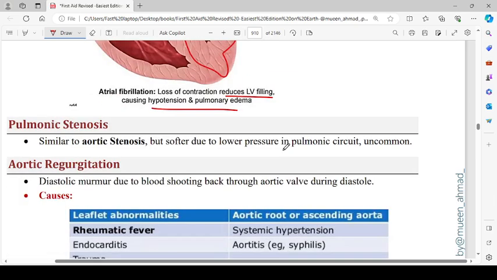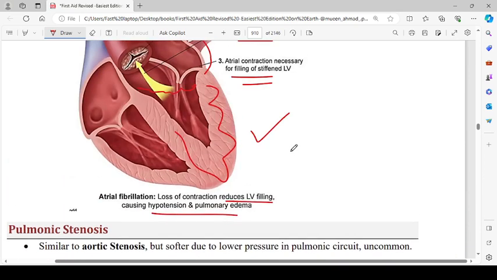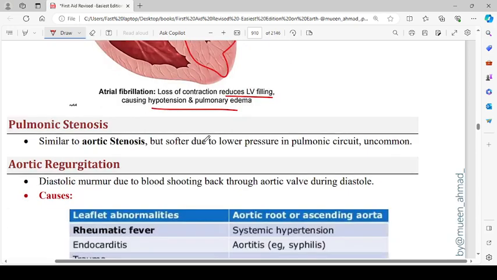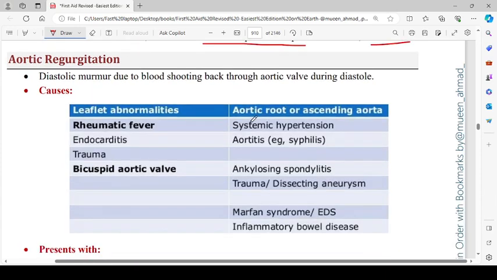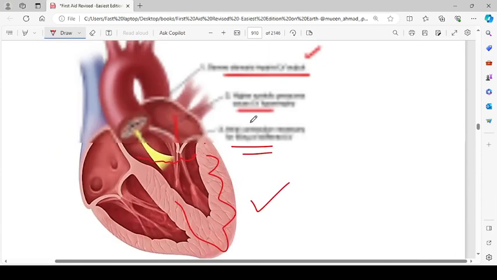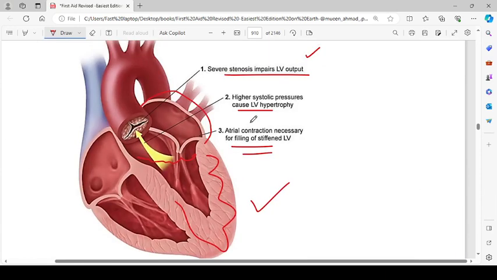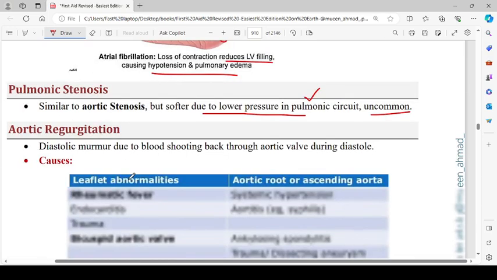Now let's talk about pulmonary stenosis. For all the left-sided problems like aortic stenosis, we have a counterpart, that is pulmonary stenosis, which is less severe with similar murmur findings, but in a different area on the chest. So that makes sense. Similar to aortic stenosis, but softer due to the lower pressure in the pulmonary circuit, and it is also uncommon. These valvular problems are all common on the left side, because the left side is a high pressure system. All the valves are subjected to very high pressures on the left side. So that is why valvular problems, because of mechanical issues, are more common on the left side.